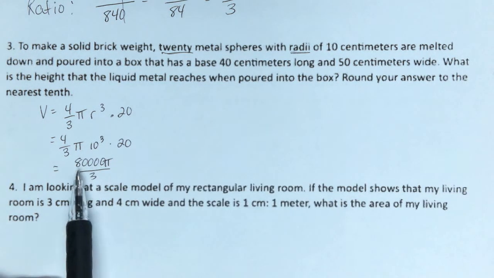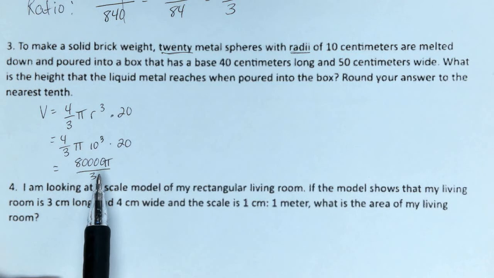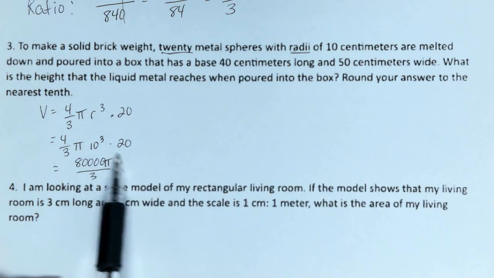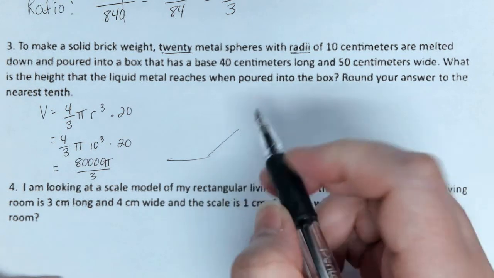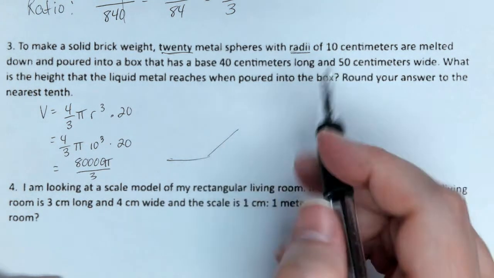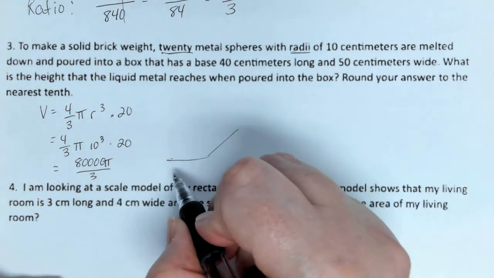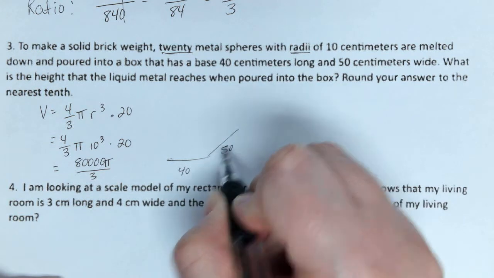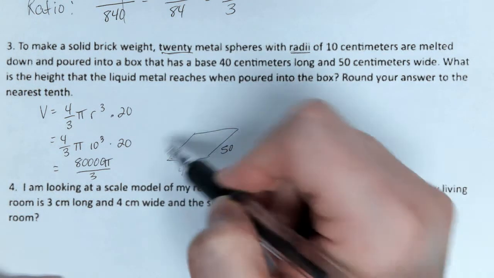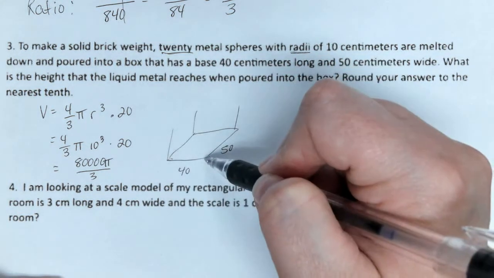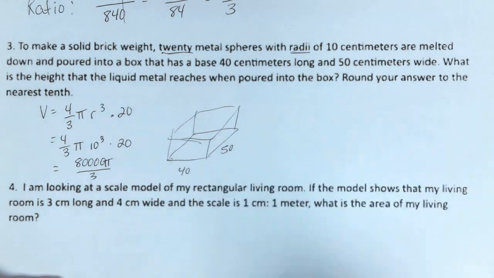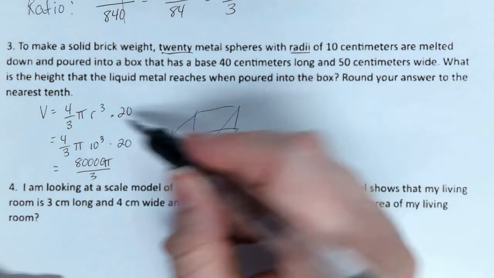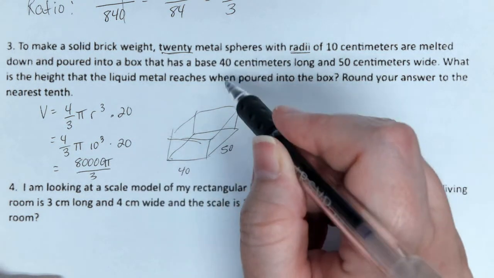That's the volume. And I mean, we could round here, but I'm going to wait and round at the end. This is the volume of the spheres. Now, they're telling you they're putting it in a box that has a base that's 40 centimeters long and 50 centimeters wide. So it doesn't really matter which one's which, but you have a box, okay? I'm not great at drawing these, but you have a box, okay? Now, they want to know when I pour this into that, how high it goes up.